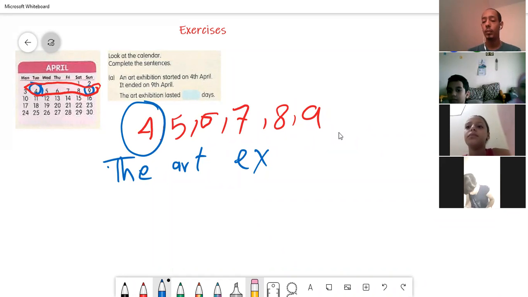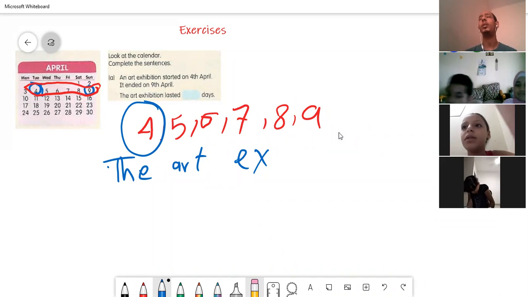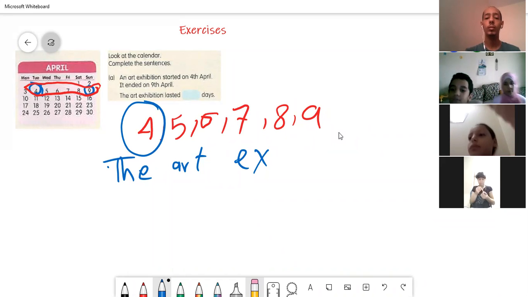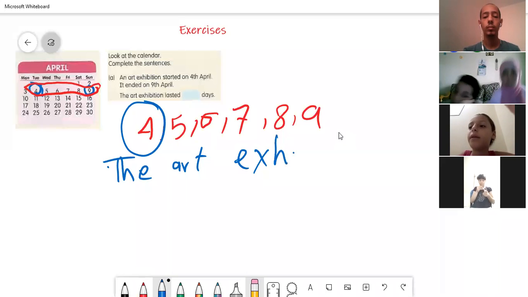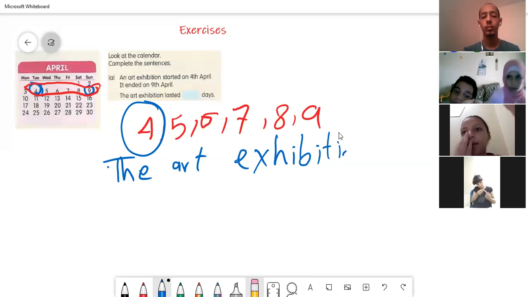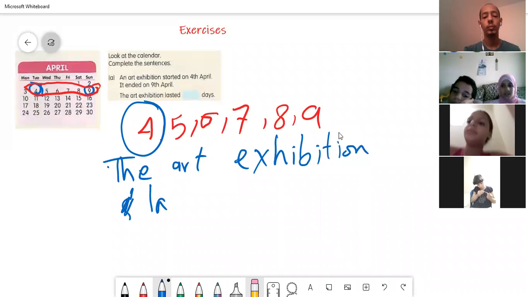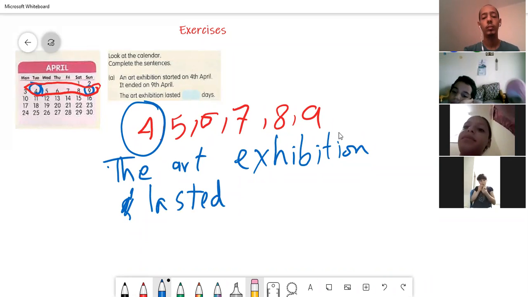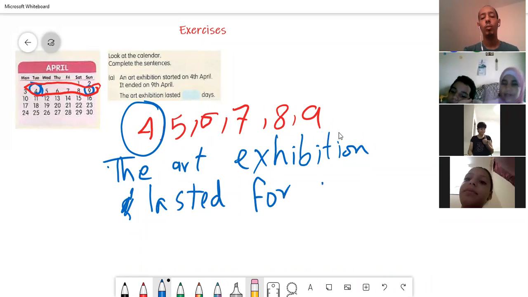Okay, but if the question is how many days after, how many days later, then it's not going to be in our count. So it lasted for 6 days.